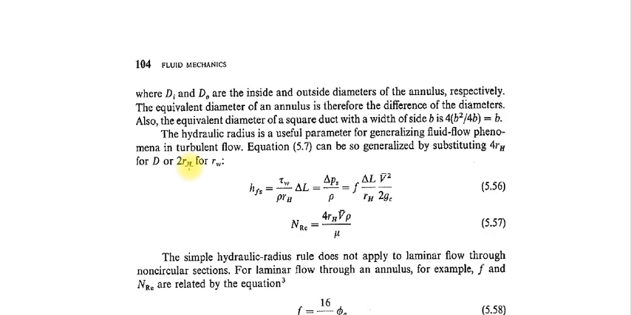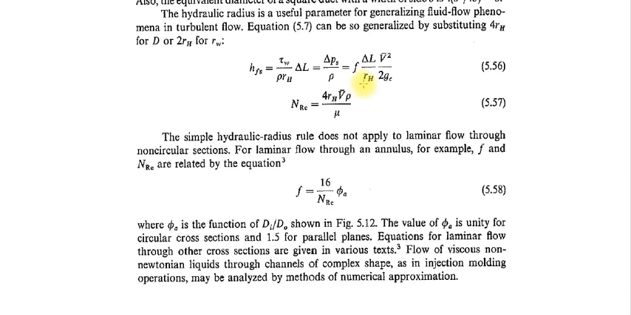When you replace that, you get this formula for the friction factor, and the Reynolds number will become 4RH V rho by mu. In the original equation it is d V rho by mu. Here it will become 4RH V rho by mu. You have to use the same method to calculate the Reynolds number.